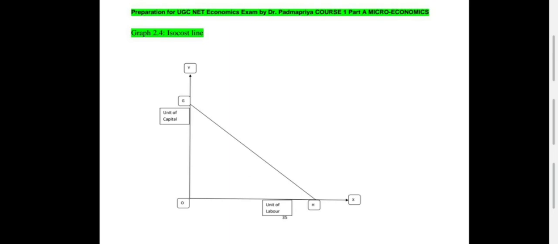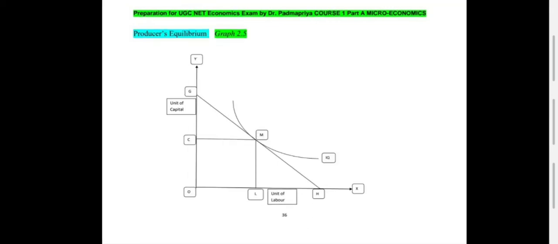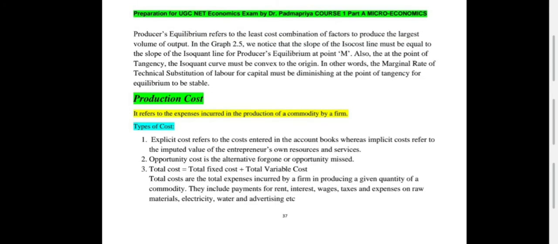So here we see the isocost curve GH. We have units of labor along the x-axis and units of capital on the y-axis. What is producer's equilibrium? In graph 2.5 it is point M, where the isocost curve GH is tangential to the isoquant, which is IQ. Producer's equilibrium refers to the least cost combination of factors to produce the largest volume of output. In graph 2.5 we notice that the slope of the isocost line must be equal to the slope of the isoquant line for producer's equilibrium at point M.